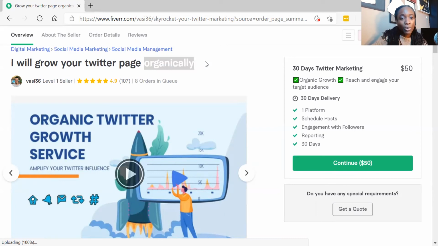That's why this is not something where it's like, oh, you're cheating, or it's just going to be a bunch of crazy bots following you. That is absolutely not the case with this gig, and this is why I am sharing this with you.